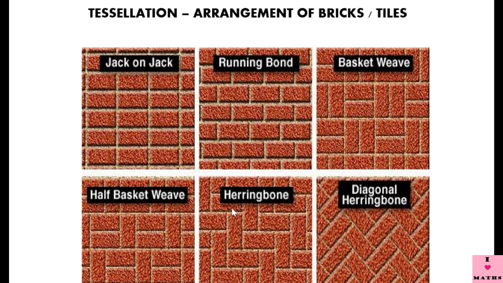These are the tessellation, which means the arrangement of bricks or tiles. When we arrange them in this manner, it is called jack on jack. It means one on top of the other, they have been stacked. This is called running bond. You must have seen the walls are made in this manner to ensure that they are very strong. You will never see a wall built like this.